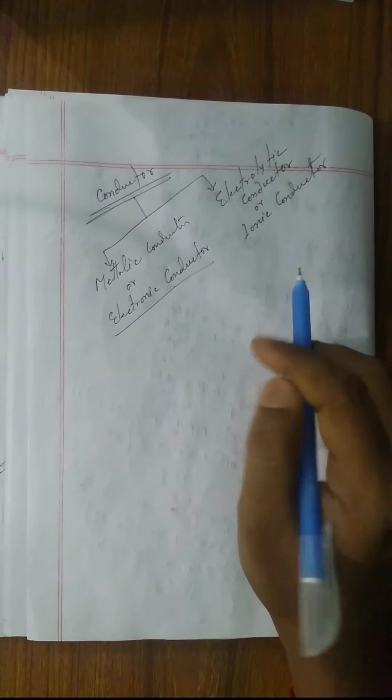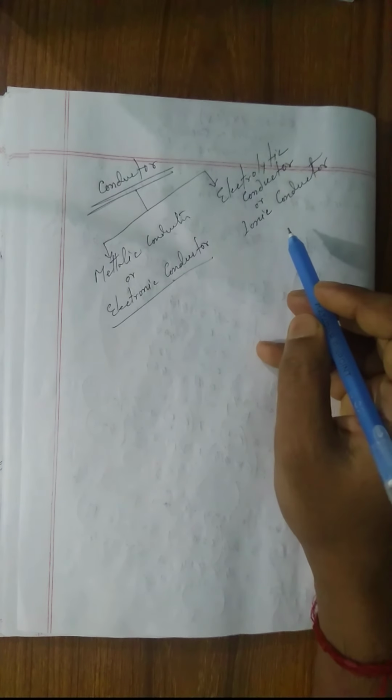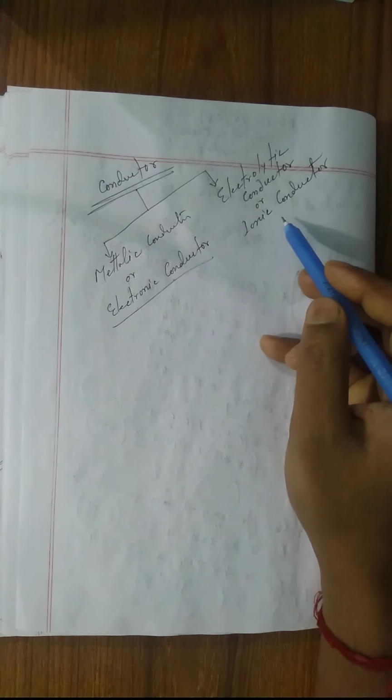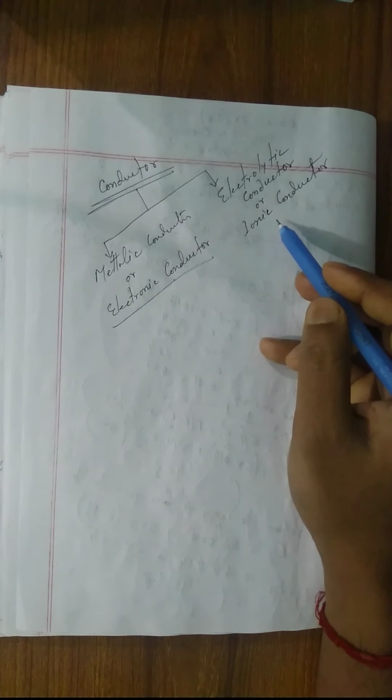So electrolytes are of two types: strong electrolyte and weak electrolyte. So what is a strong electrolyte?